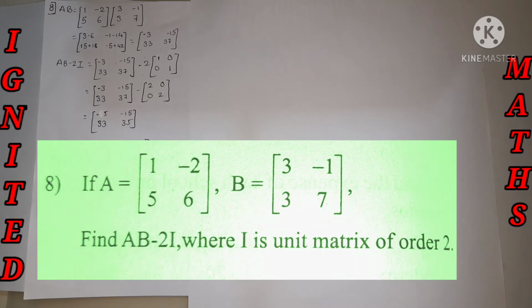Eighth main question. Over here the question is asked that A and the B matrix are given, and we need to find the AB minus 2I, where I is a unit matrix of the order 2. Yes, AB matrix we need to find it, and we need to subtract by the 2I. I is nothing but the unit matrix, is nothing but the identity matrix. Yes, so it's nothing but 1 0 0 1. Yes, this is how we need to find it, and they have asked to find just AB minus 2I.